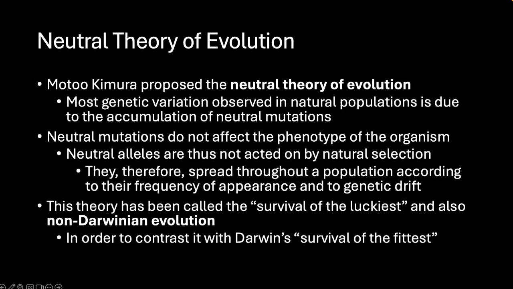This theory states that most genetic variation in populations is due to the accumulation of neutral mutations rather than adaptive mutations. A neutral mutation is one that does not affect the phenotype of the organism and thus is not acted upon by natural selection. The spread of these neutral alleles in a population is governed by their frequency and by genetic drift. Since this theory is a bit of a contrast to Darwin's, it's sometimes referred to as non-Darwinian evolution, or more colloquially, survival of the luckiest.